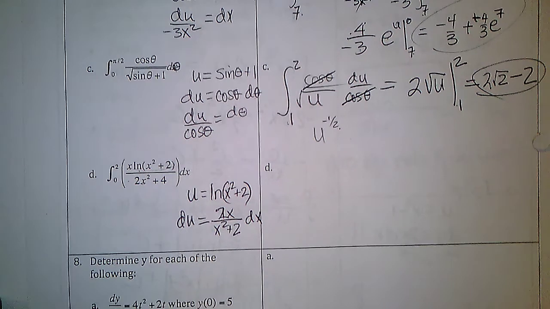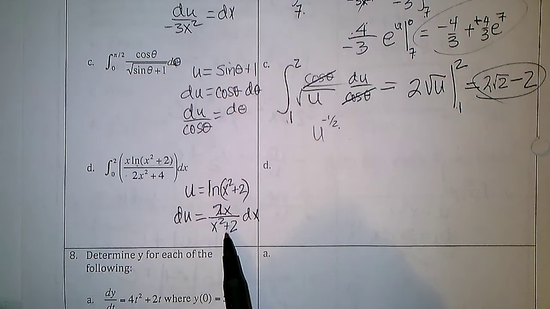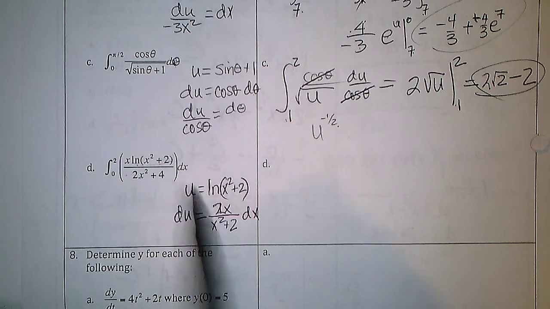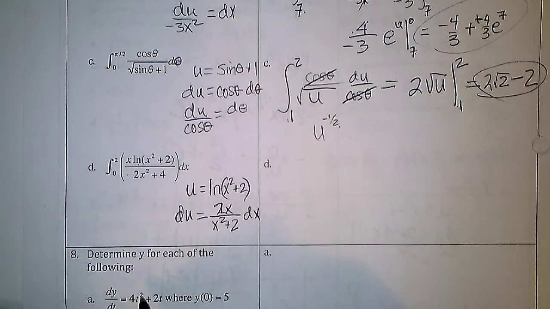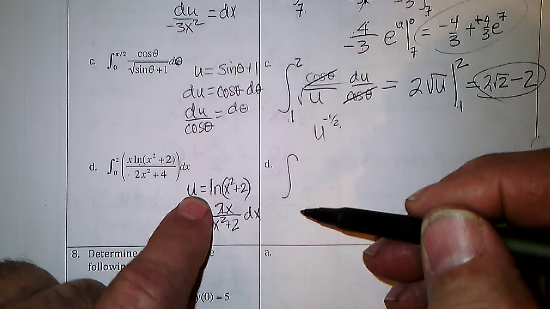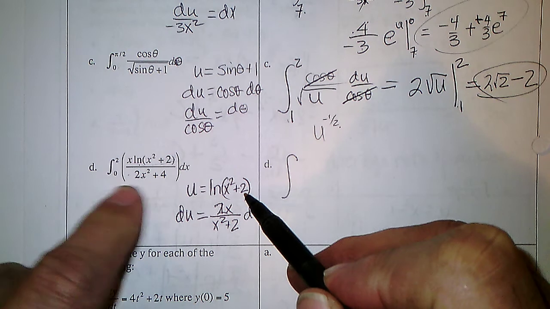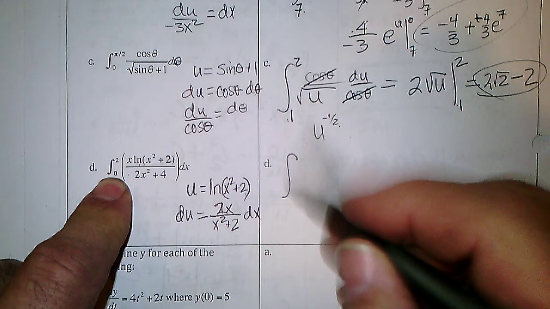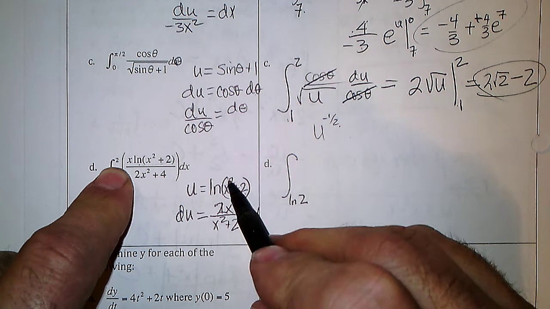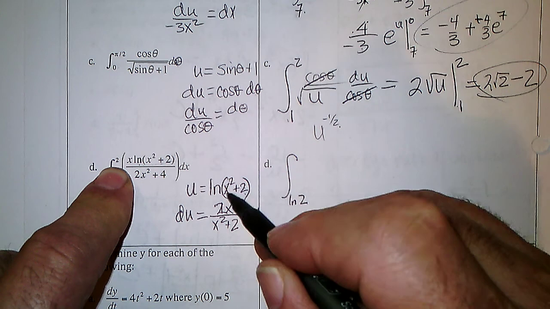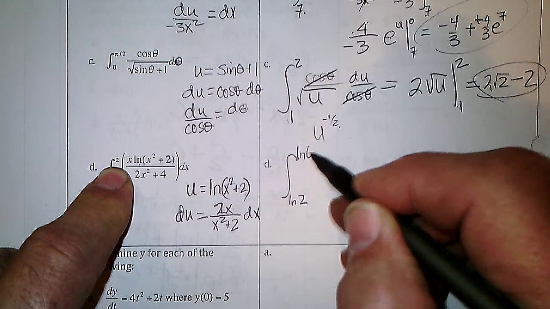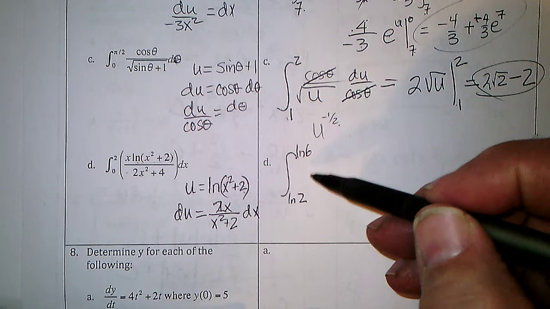Now, this looks like the reciprocal of this, except there's some 2 stuff going on in here. But I think it'll work out here. So I'm letting u be ln of this. So if I put in 0, I get ln 2. And if I put 2 in there, I get ln 8. No, ln 6. 2 squared is 4 plus 2 is 6. ln 6.